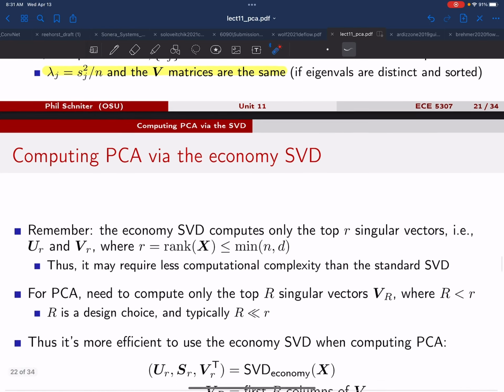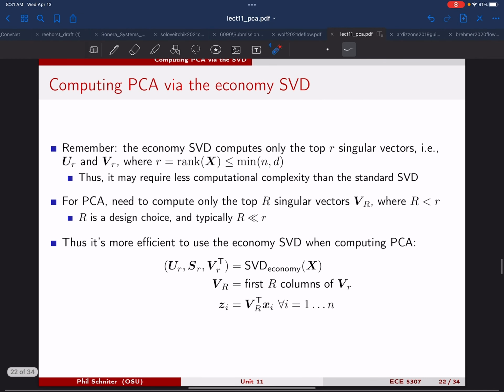Now, the thing about PCA is that we're not interested in all of the eigenvalues. We're interested in just the top R. And when we think about the economy SVD, this is a technique which only computes the top little r. So in PCA, we're interested in the big R, which is the approximation. Economy SVD uses little r, where r is the rank. Rank is less than or equal to the minimum of the dimensions d and n.